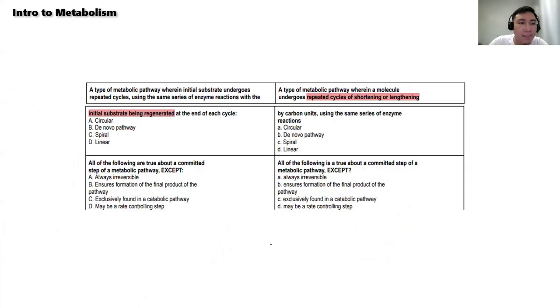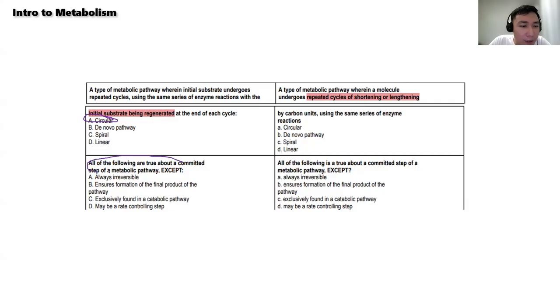Okay? A type of metabolic pathway undergoing repeated cycles with the initial substrate being regenerated is a circular pathway. Krebs cycle, urea cycle. Na-regenerate natin yung oxaloacetate, di ba? At the beginning, we used oxaloacetate and then we ended with regenerating oxaloacetate at the end of the Krebs cycle.